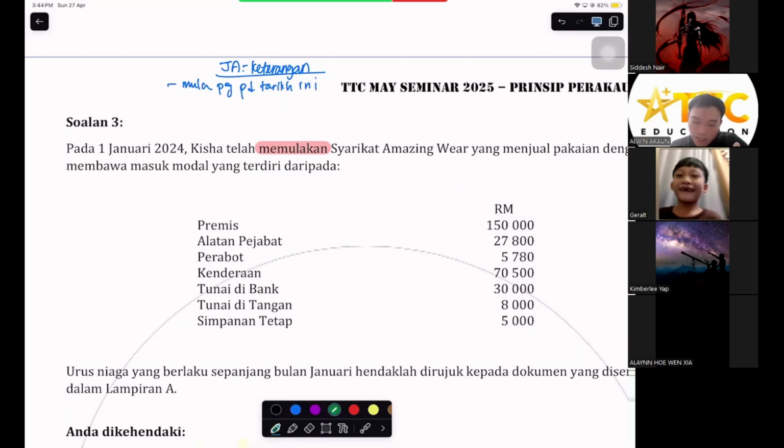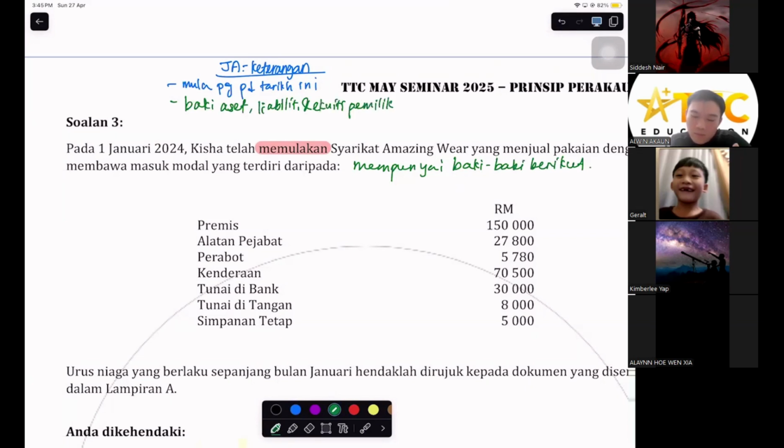But if the situation says pada 1 Januari 2024, Hisha yang merupakan pemilik syarikat Amazing Wear, bla bla bla, mempunyai baki-baki berikut, then your keterangan will be baki asset, liability, dan equity pemilik pada tarikh ini. This will be your keterangan.